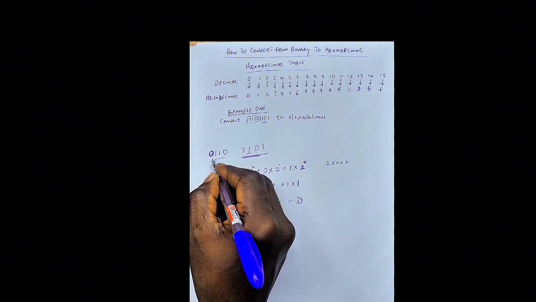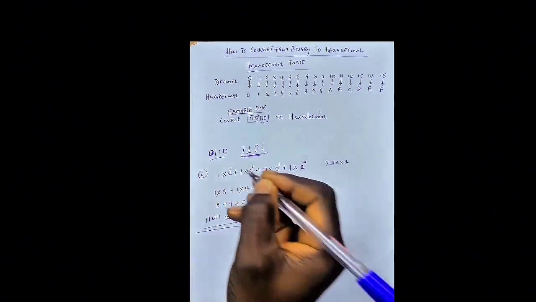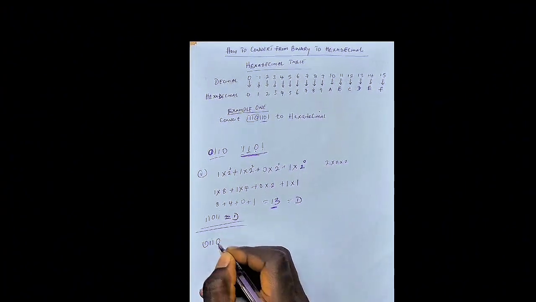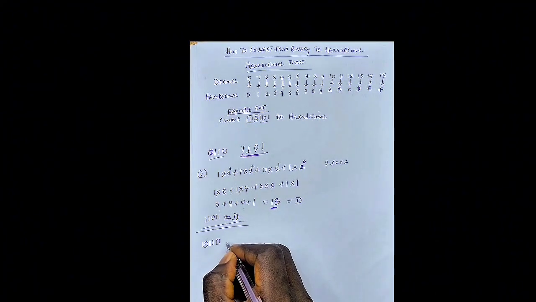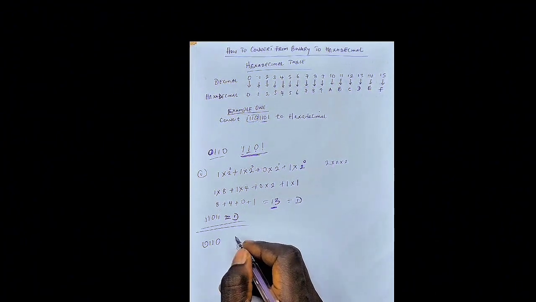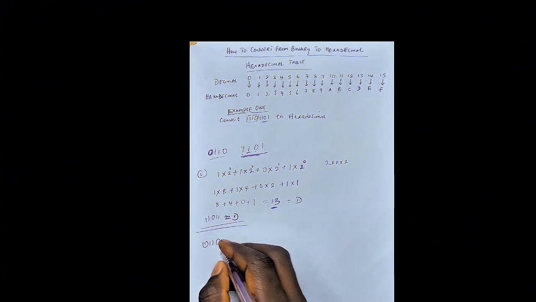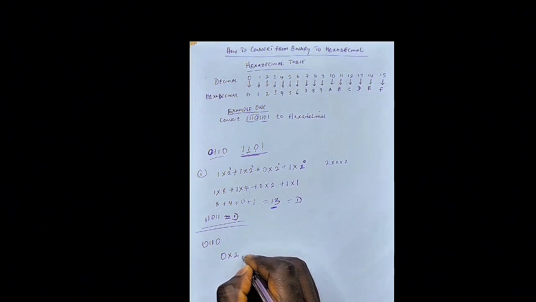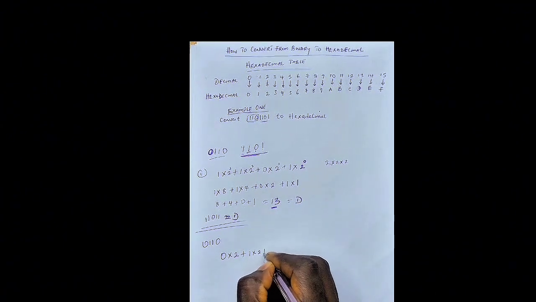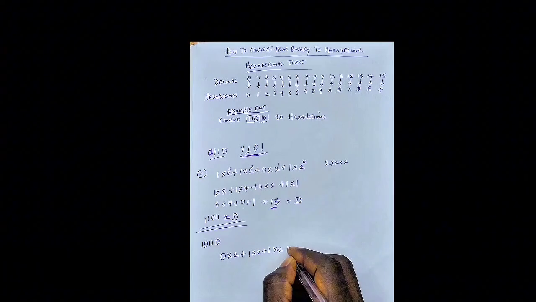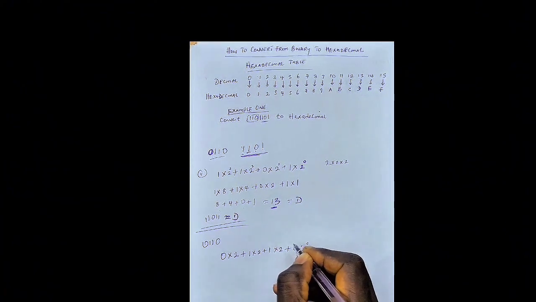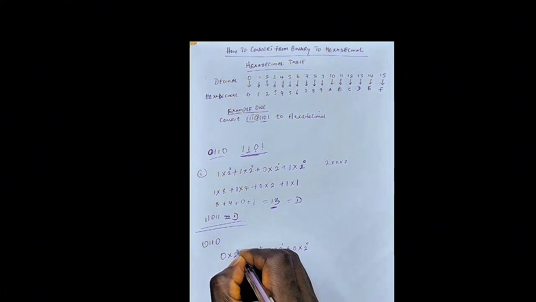Now let's convert the second group, 0110, to hexadecimal. It's the same process. You start with 0 multiplied by 2, plus 1 multiplied by 2, plus 1 multiplied by 2, plus 0 multiplied by 2. You now raise it to the equivalent power, starting from the right: 0, 1, 2, and 3.